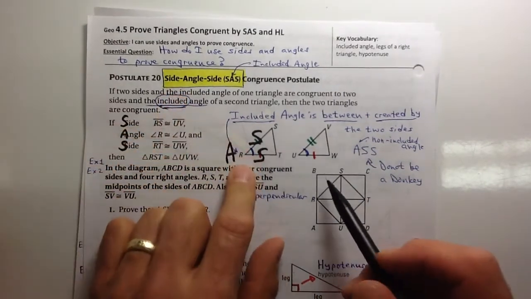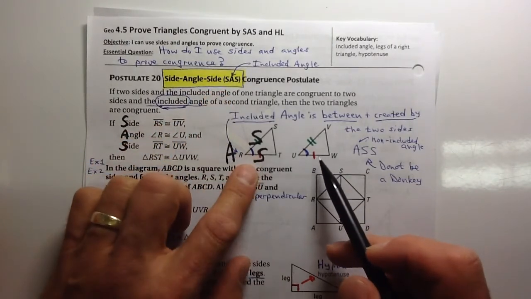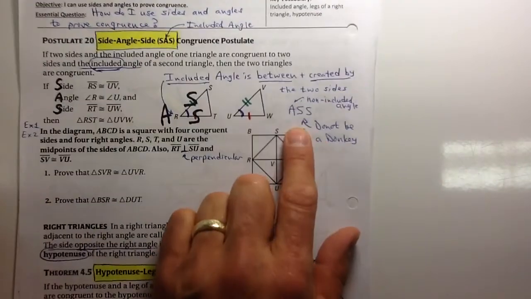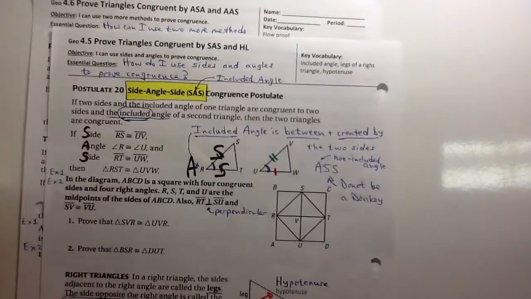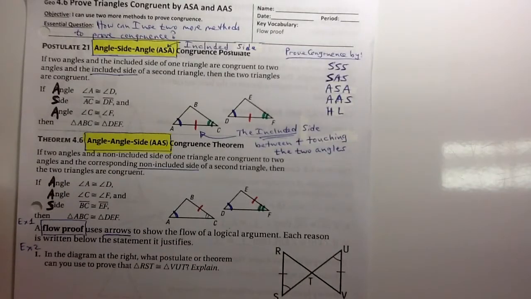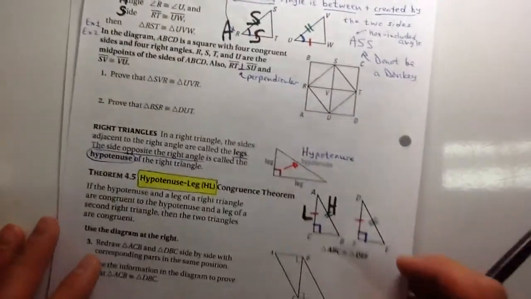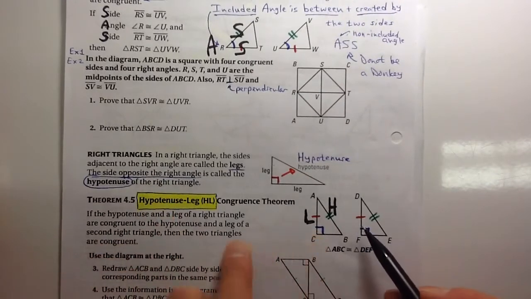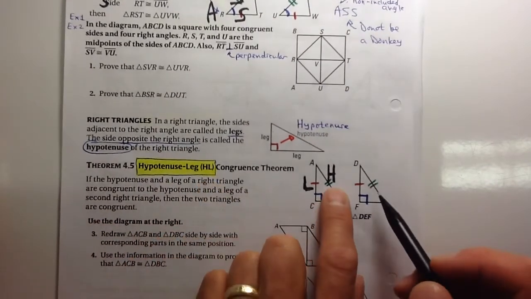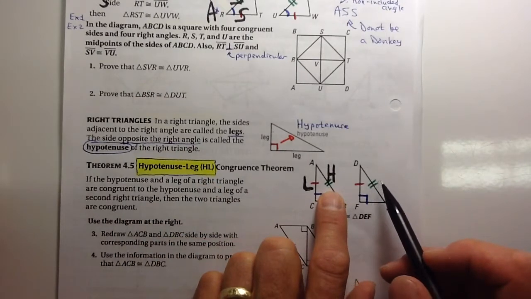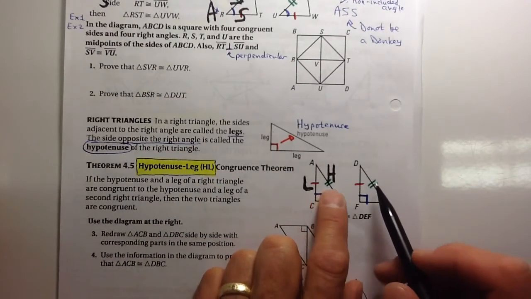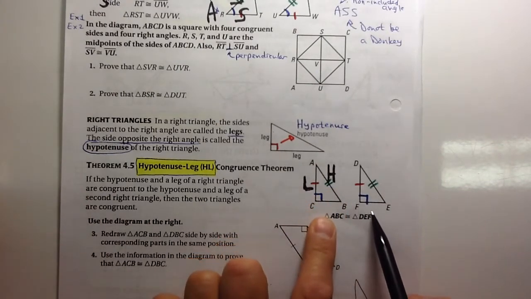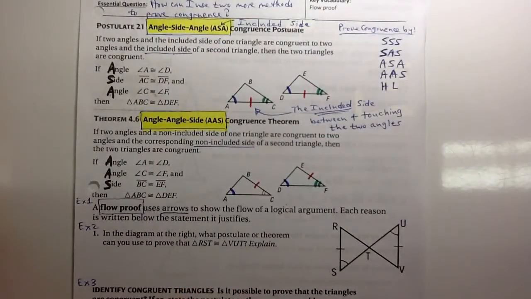If you have that, that is sufficient to prove that these two triangles are congruent, and that is called SAS. Remember, you do not want ASS. Do not be a donkey. Make sure that your angle is included. And then also on 4.5, with right triangles, all that we need is hypotenuse leg. We just need to prove that the hypotenuses are congruent, and then one pair of the legs are congruent, and that's sufficient to prove congruence.